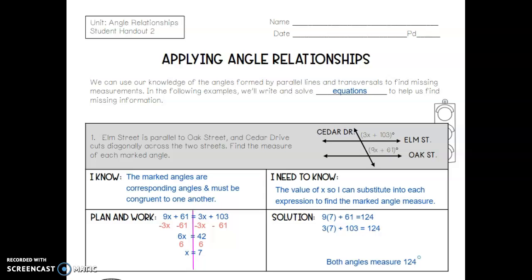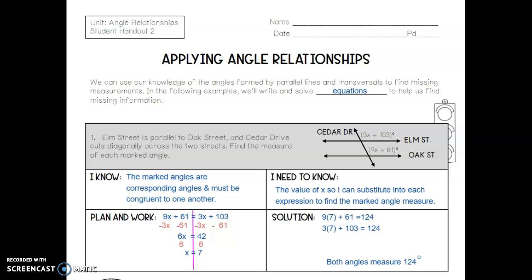Number 1, Elm Street is parallel to Oak Street, and Cedar Drive cuts diagonally across those two streets. Find the measure of each marked angle. So Elm and Oak are our parallel lines. Cedar Drive is the transversal. And it creates those 8 angles that we learned about in Lesson 1, either obtuse, which means they are larger than 90 degrees, or acute, which means they are smaller than 90 degrees. And so let's look at the expressions marked for each of the angles.